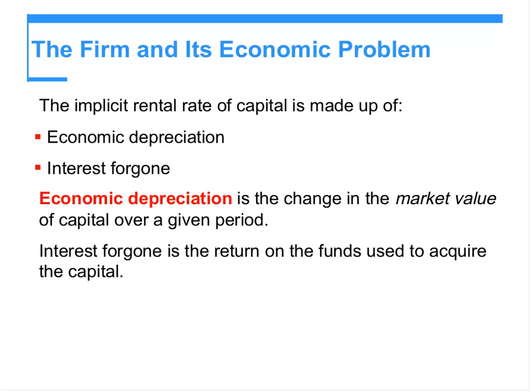So the implicit rental rate of capital is made of economic depreciation and interest foregone. Economic depreciation is the change in the market value of capital over a given period. Whatever you have now and in the future, if there is no inflation or other appreciation, because you're using it, it's going to depreciate. Just imagine machineries. If you use machineries as part of your capital and you don't rent them, it's your implicit cost, because as machineries are used, they depreciate. It means that you will have this implicit rent cost that comes from economic depreciation.